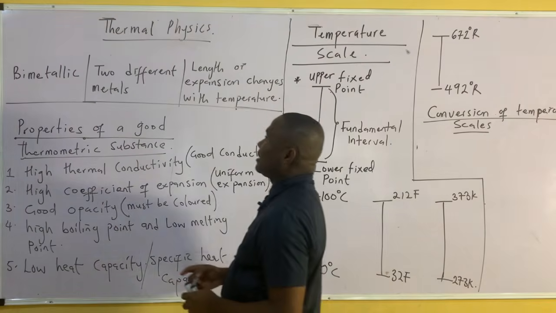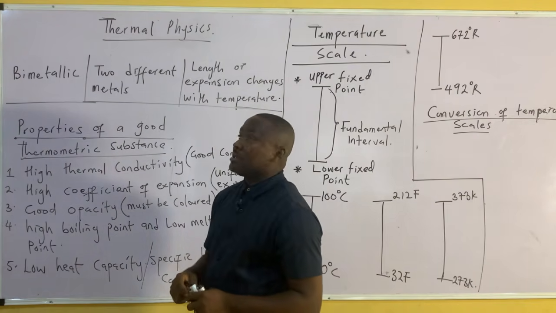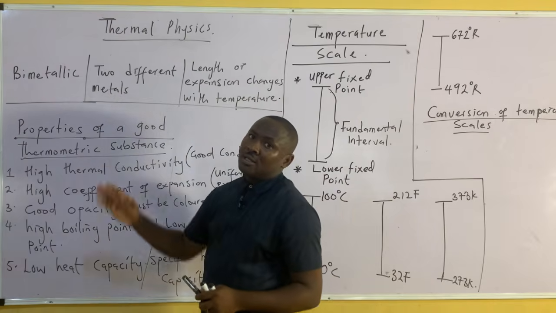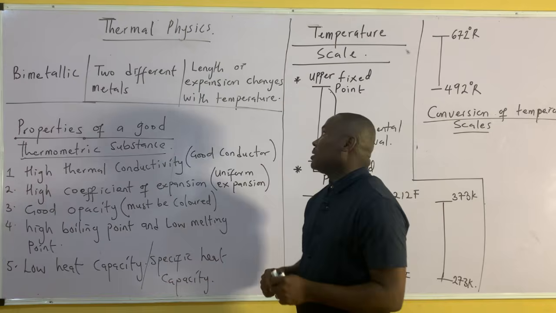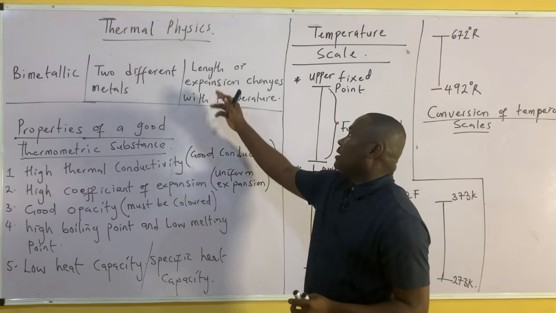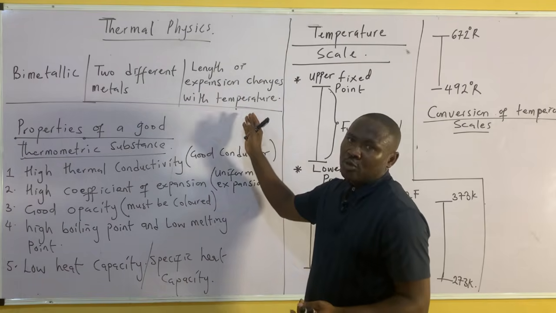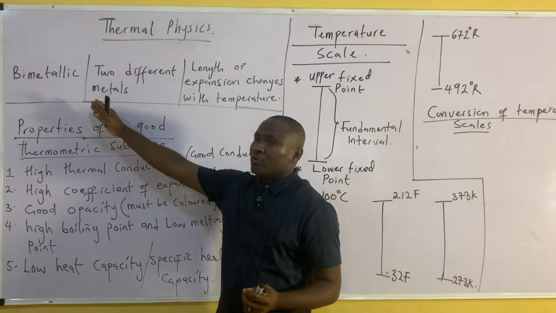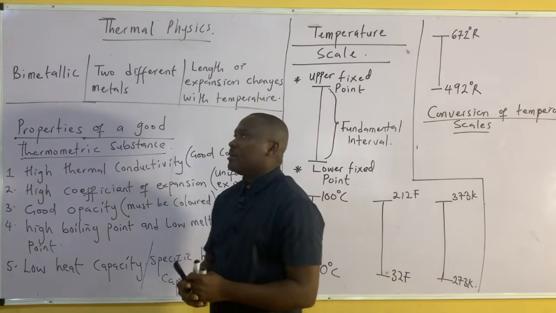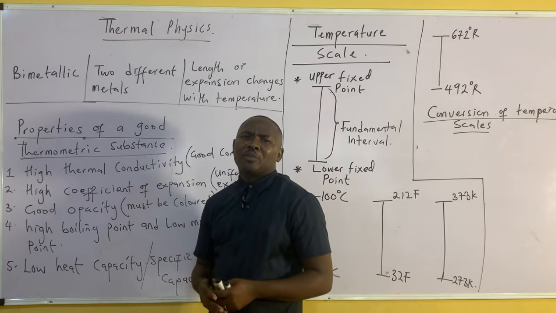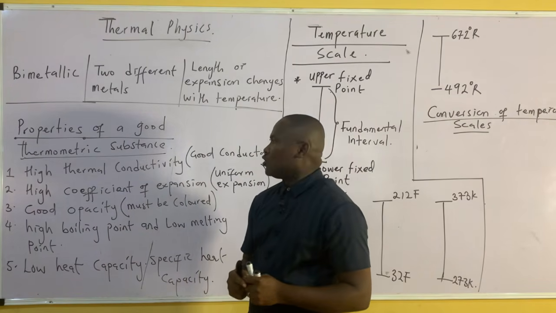Now we have another kind of thermometer called the bimetallic thermometer. This thermometer consists of two different metals of different expansion. So what is the thermometric property that it works on? It works on length or expansion changes with temperature. It's a full topic, we're going to discuss this, but note that there's a thermometer called the bimetallic thermometer, and there's another one called the pyrometer. That's another kind of thermometer that uses radiation to function.